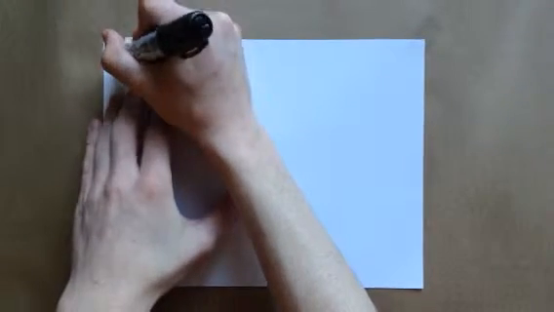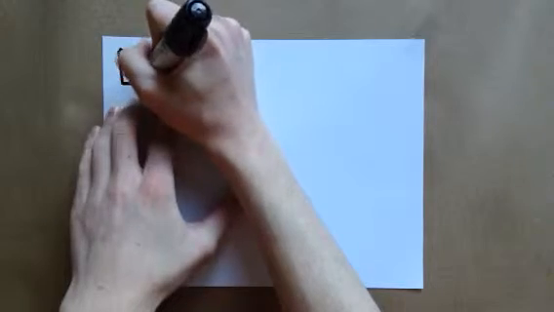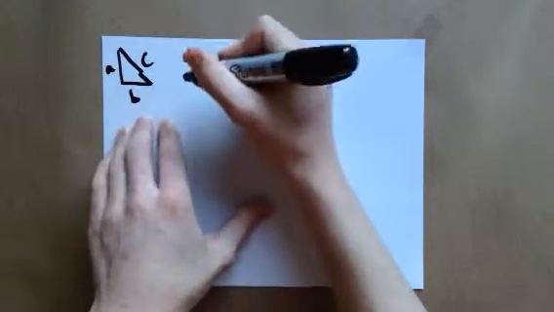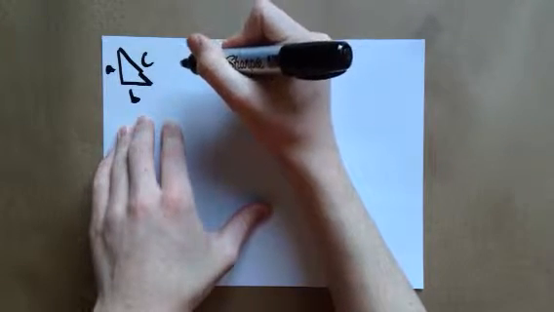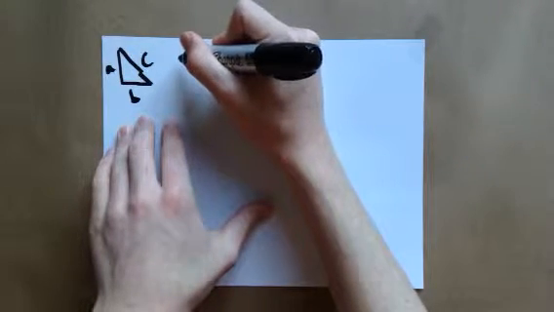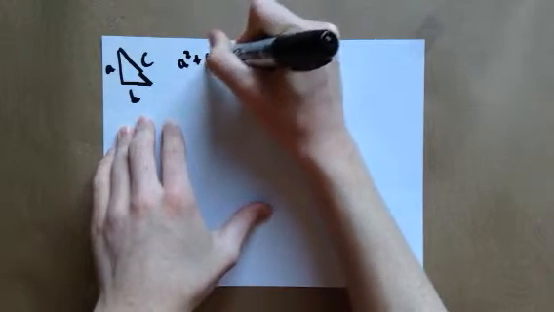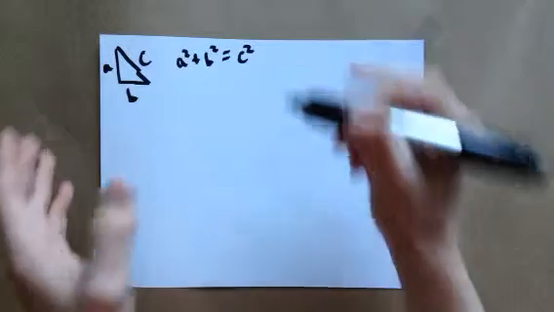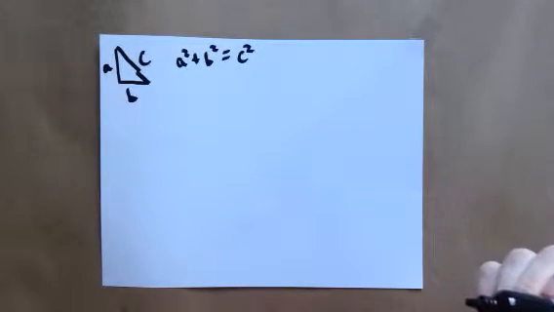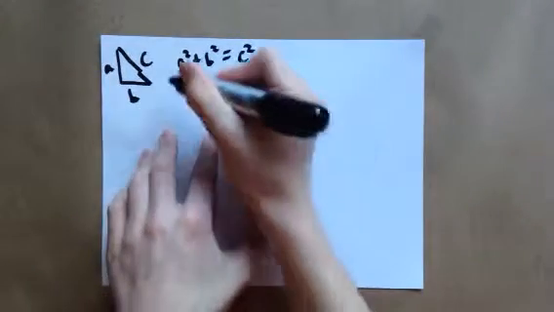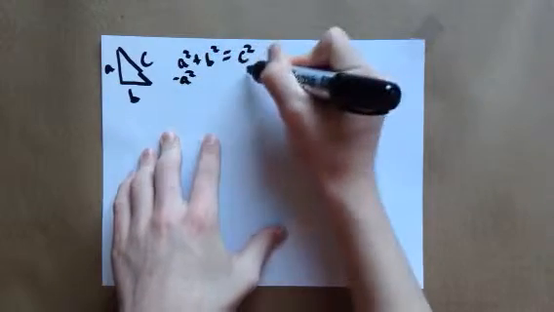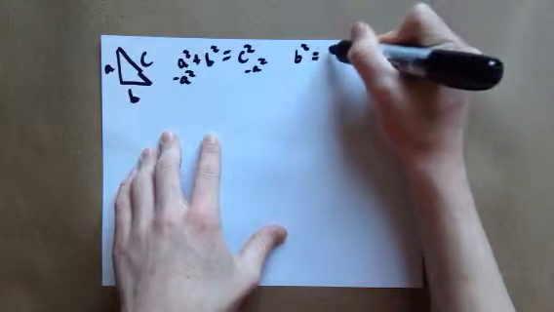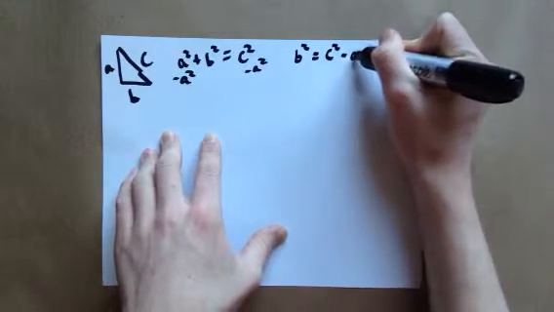So, we have our triangle. We have A, B, and C. So let's say we are given A and C, so we need to find B. So we have A squared plus B squared equals C squared. Since we need to find B, we need to isolate B on one side of the equation. So I'm going to subtract A squared from both sides. So now we have B squared equals C squared minus A squared.